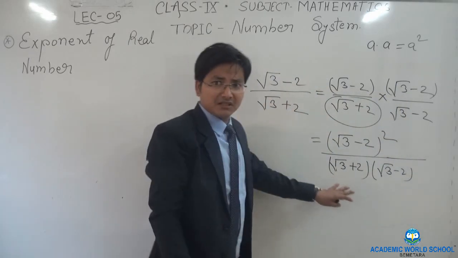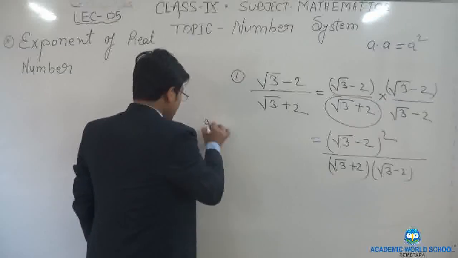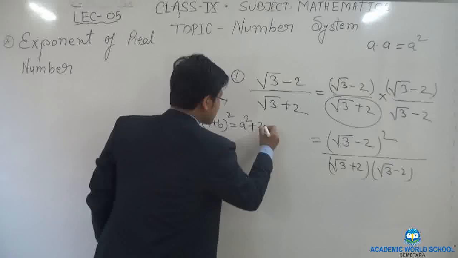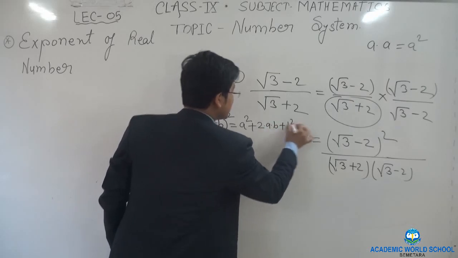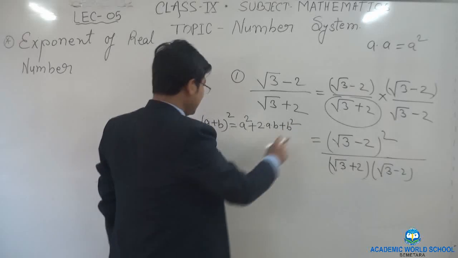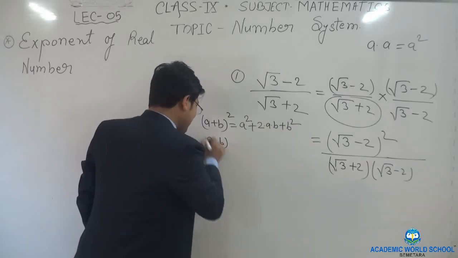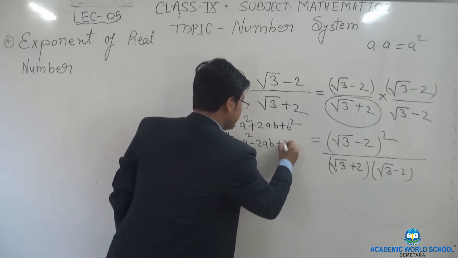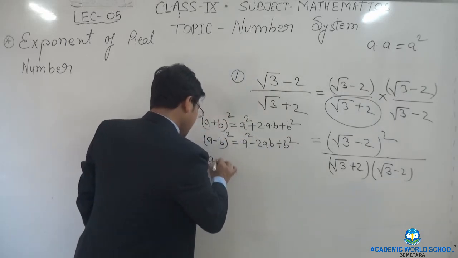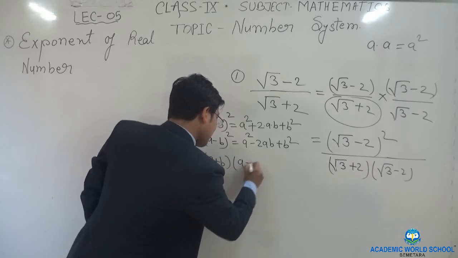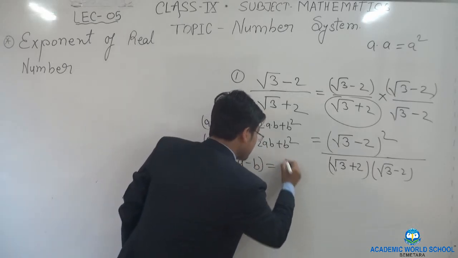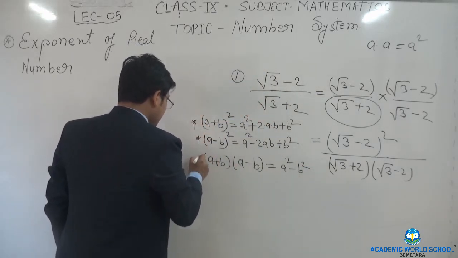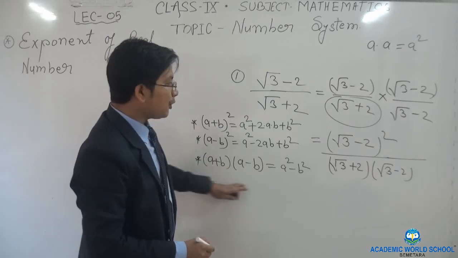And my dear students, you might be knowing the formula now. A plus b whole square is equal to a square plus 2 into a into b plus b square. Very important, please keep in mind. And if we are having a minus b whole square, then this will be a square minus 2ab plus b square. And a plus b into a minus b will be equal to a square minus b square. So right now these three formulas are important for us.